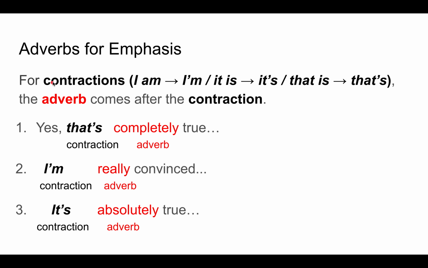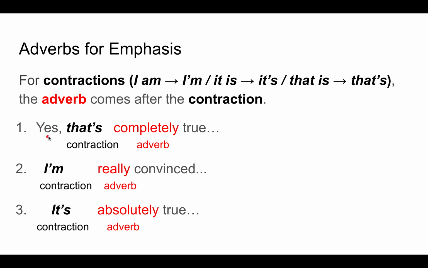Next, for contractions, the adverb comes after the contraction. Before I start giving you examples, let me just state that a contraction is when you take two words, I am, and make it one, I'm. For example, it is, it's the contraction. That is, that's the contraction. Okay, so in these cases, the adverb comes after the contraction.